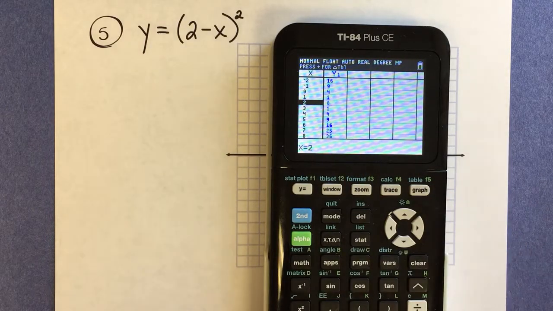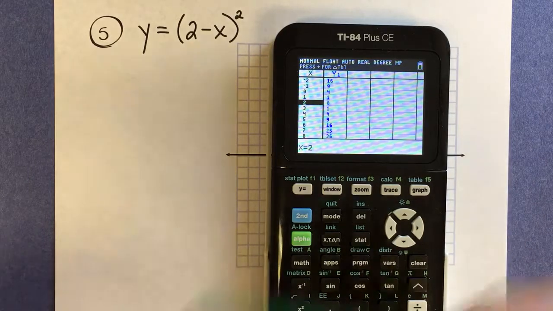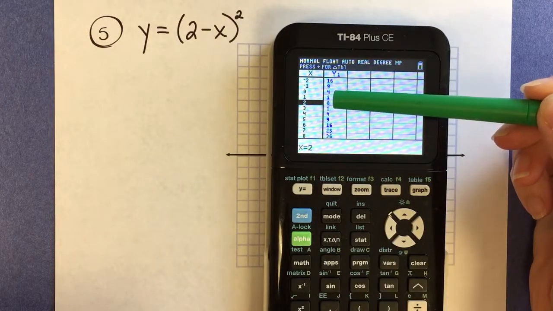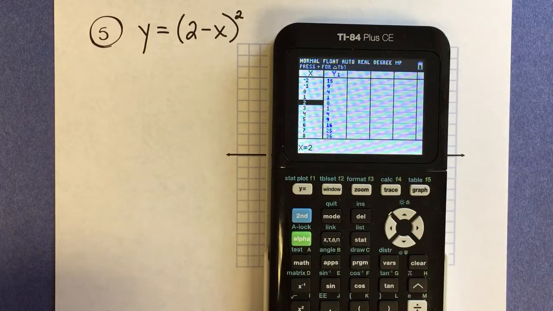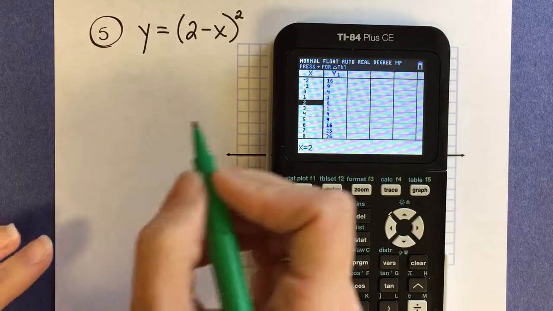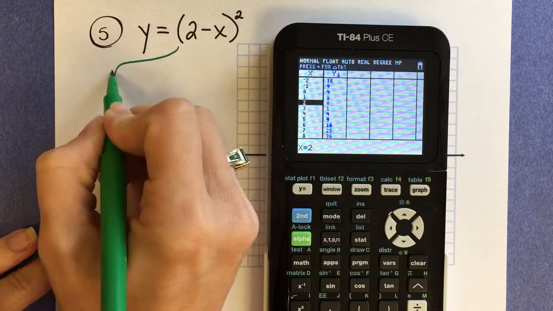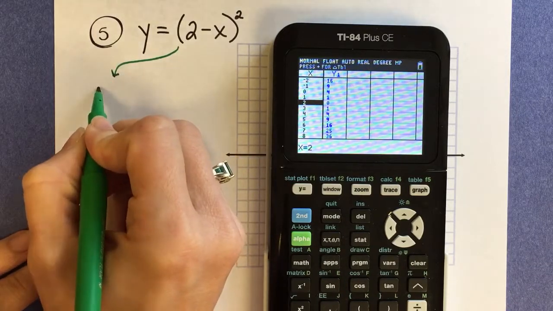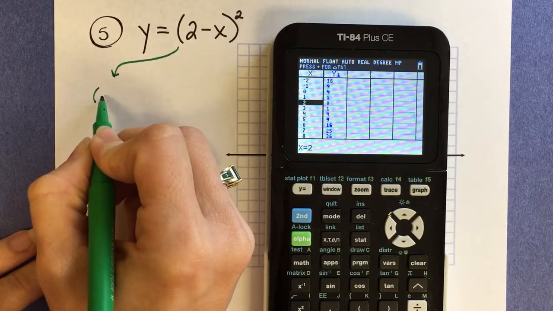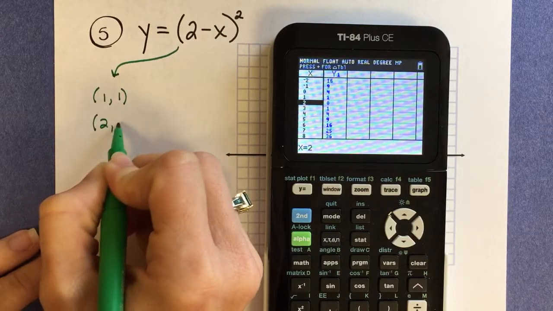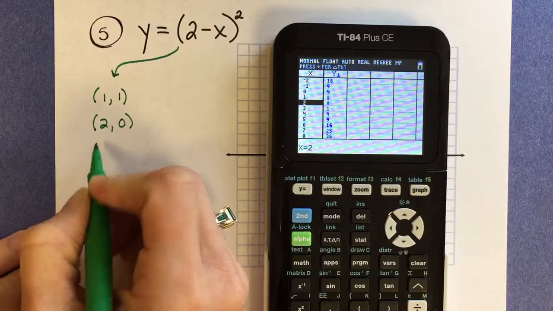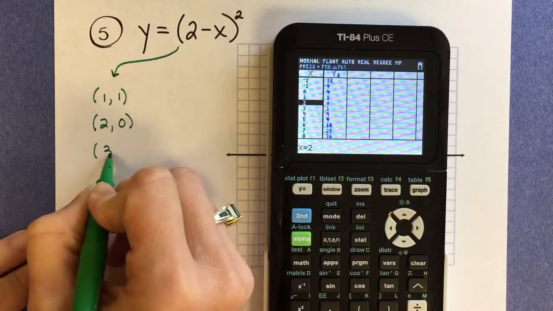And then a point on each side. So I can just pick a point that's above it. So like I could use the 1, 1 and then do a point that's below it that's located at 3, 1. All right, so for this function, let me just write down these ordered pairs. I'm going to use 1, 1, 2, 0, and 3, 1.